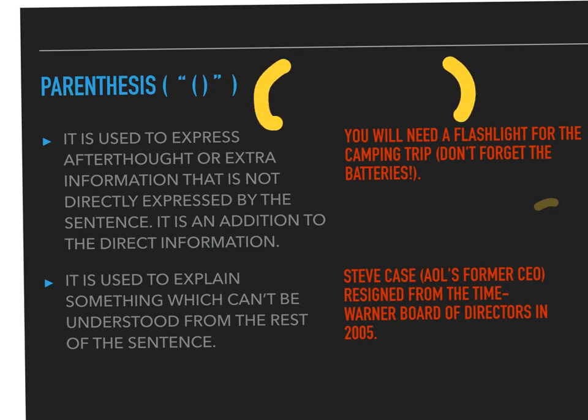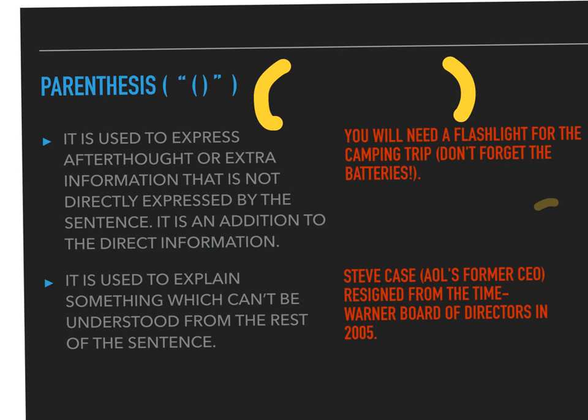Let's understand what it is. It is used to express an afterthought or extra information that is not directly expressed by the sentence. It is an addition to the direct information. You will need a flashlight for the camping trip. (Don't forget the batteries.) Now, why am I using parenthesis with the information, don't forget the batteries? Because I mentioned that you carry a flashlight, but carrying a flashlight without the batteries is of no use. You cannot use a flashlight without the batteries. So it is also mentioned there indirectly that do not forget to carry the batteries.